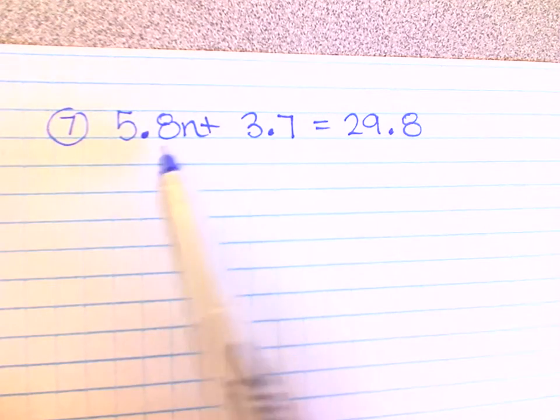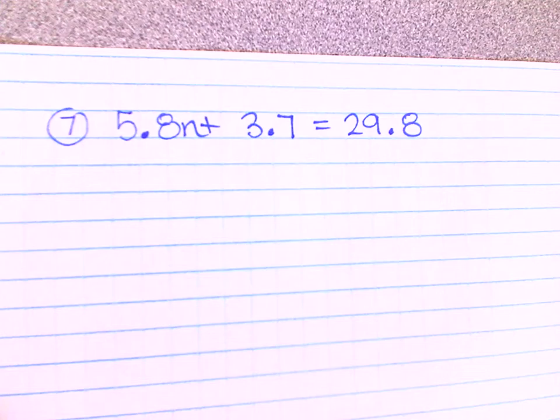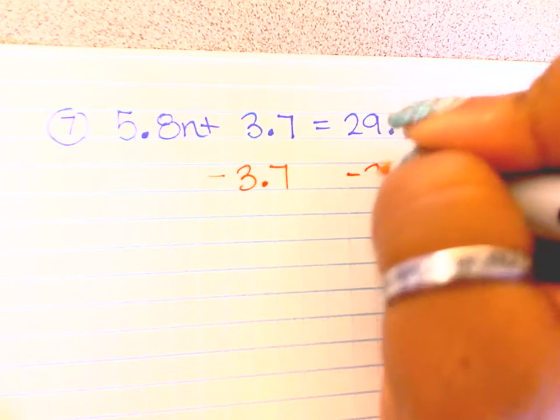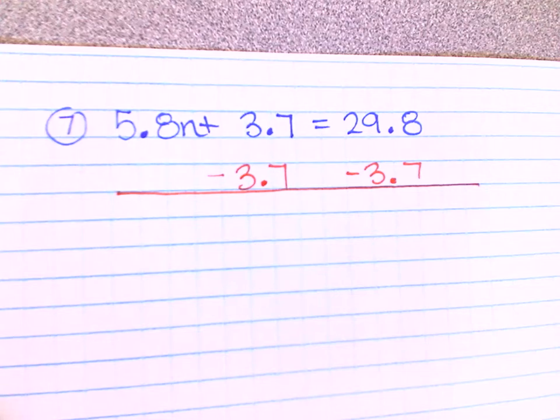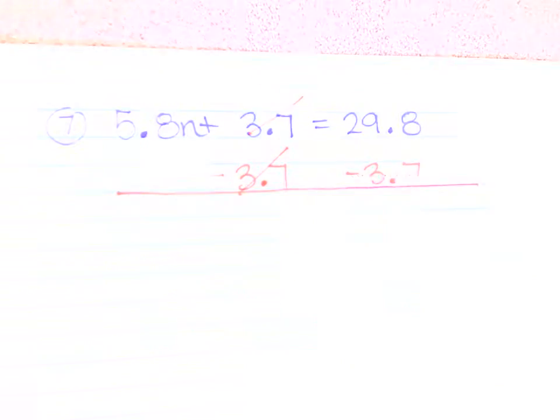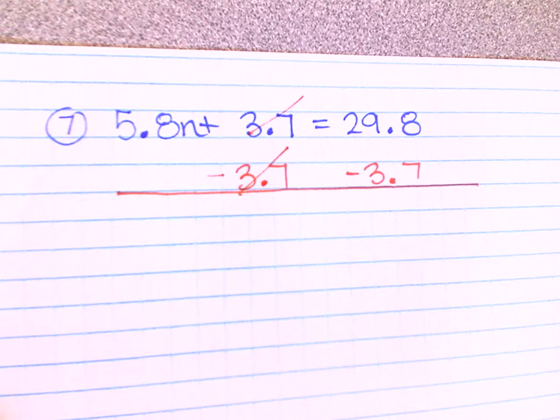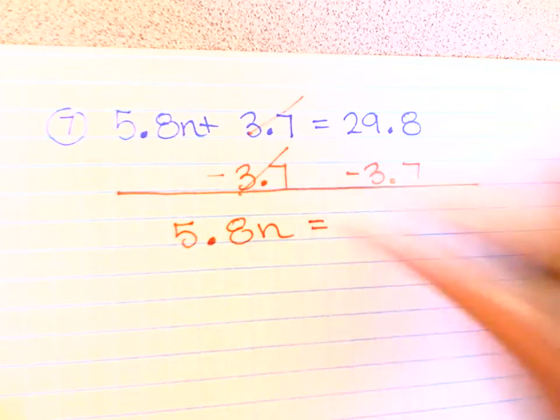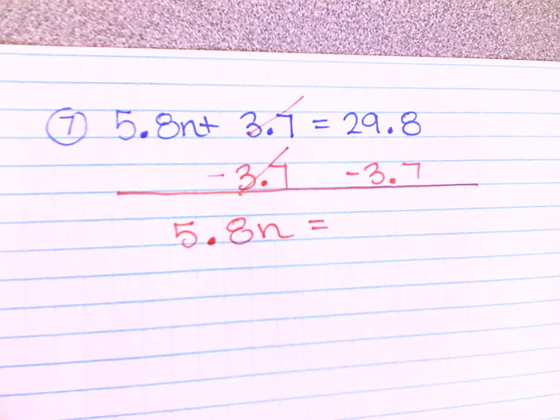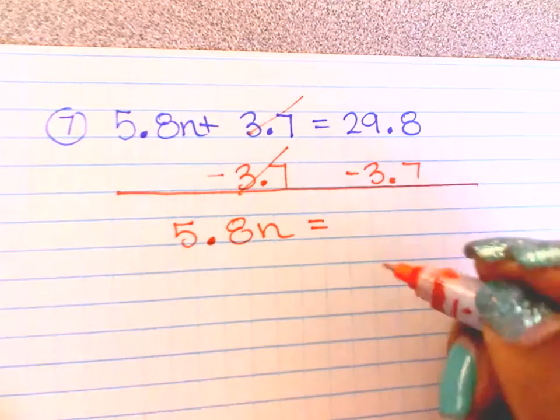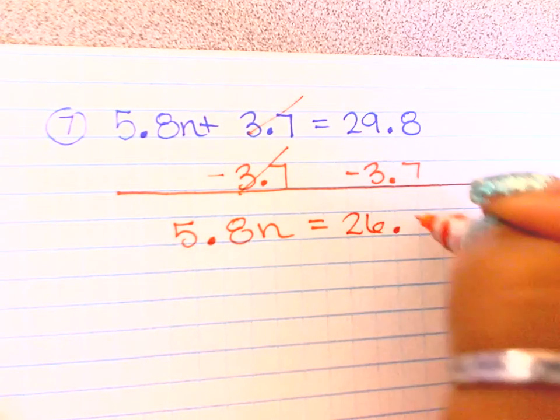So again, looking at these two, I need to add or subtract first. So I'm going to subtract 3.7 from both sides and draw my line. So my 3.7's cancel. So on the left side of the equal sign, I am left with 5.8n. And on the right side of my equal sign, I just simply subtract 29.8 minus 3.7. The decimals are lined up. I can easily subtract and get 26.1.